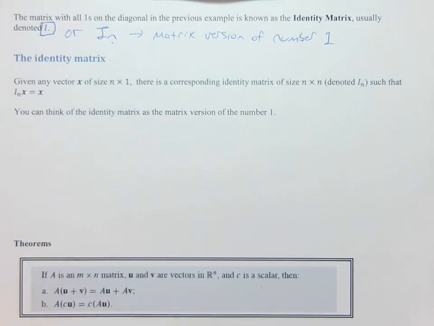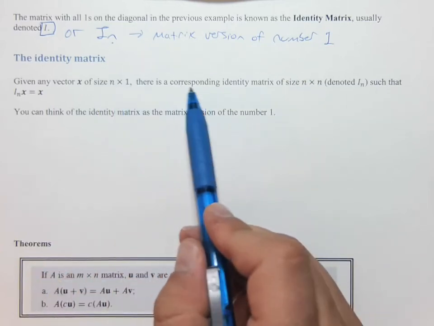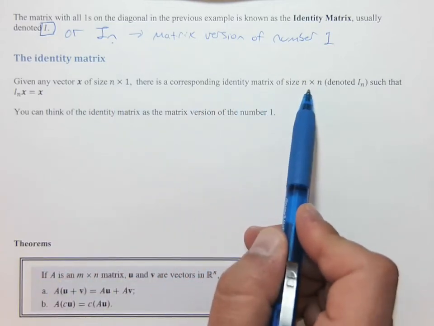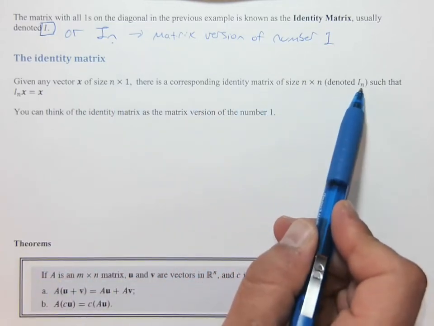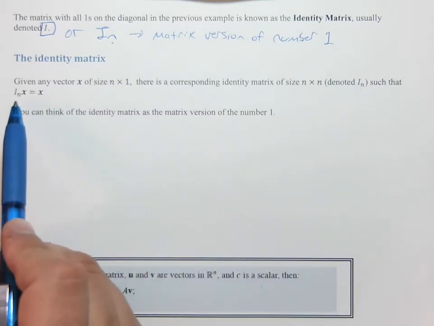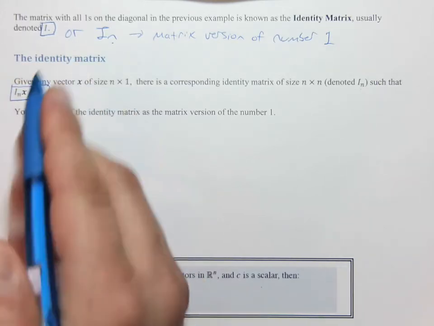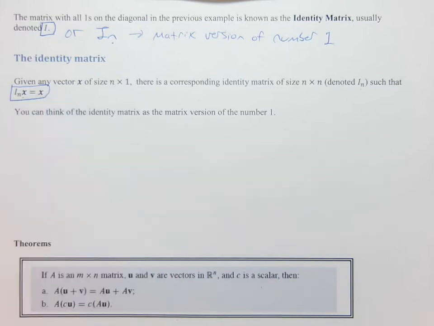And that's exactly what this says, right? Given vector x of size n by 1, the corresponding identity matrix of size n by n, denoted I sub n, is such that I sub n times x equals x. So you multiply something by the identity matrix, and it stays the same.